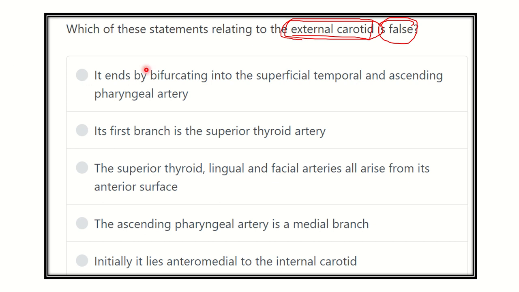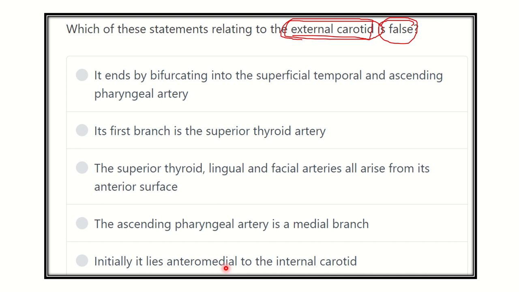Here are the options: it ends by bifurcating into the superficial temporal and ascending pharyngeal artery. Its first branch is the superior thyroid artery. The superior thyroid, lingual and facial arteries all arise from its anterior surface. The ascending pharyngeal artery is a medial branch. Initially, it lies anteromedial to the internal carotid artery.